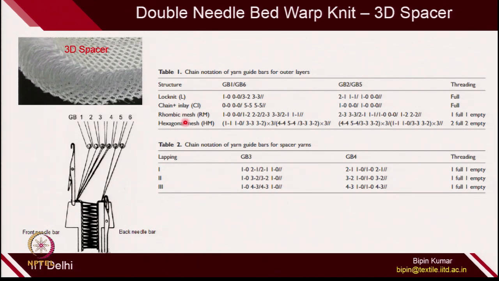The structure I just showed you has, on one surface, a rhombic mesh. So, this is the mesh, and guide bar 3 and guide bar 4 have this lapping plan, which is the connecting one. Okay.